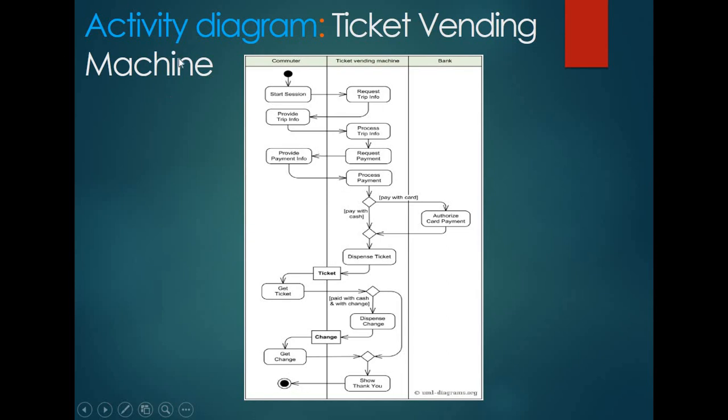Okay, so this is also an activity diagram of the ticket vending machine. Also we have discussed the swim lane here. What is the meaning of a swim lane diagram? Okay, so this is it for the activity diagram.